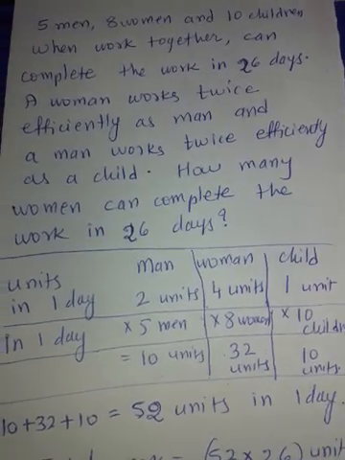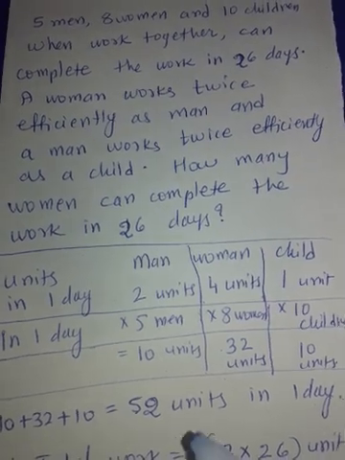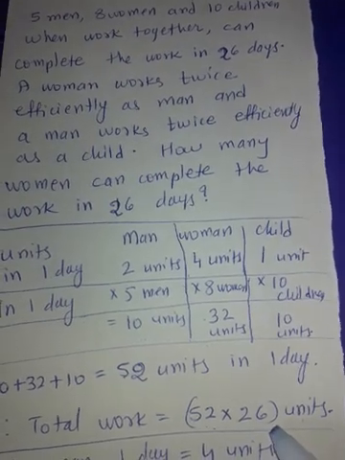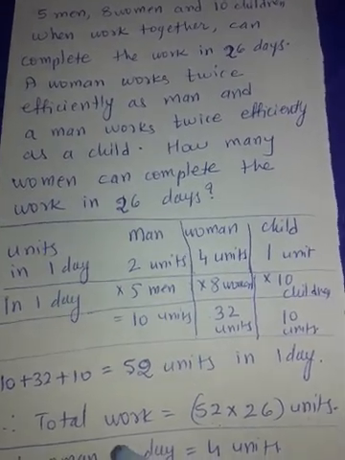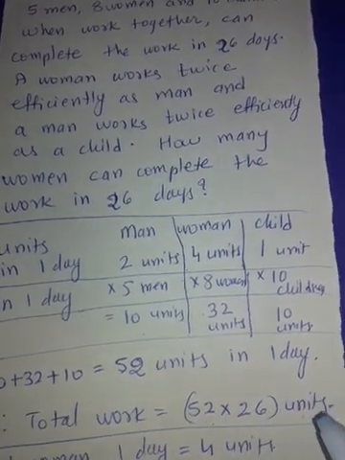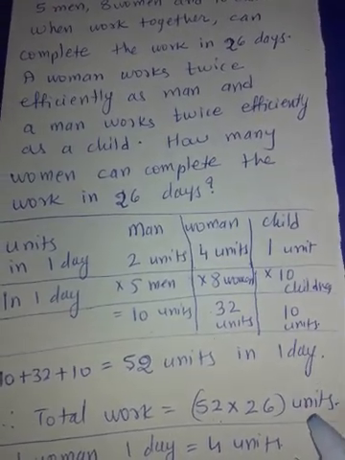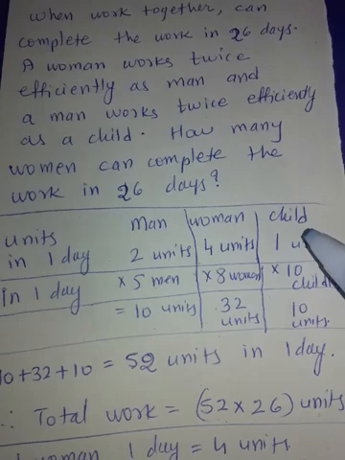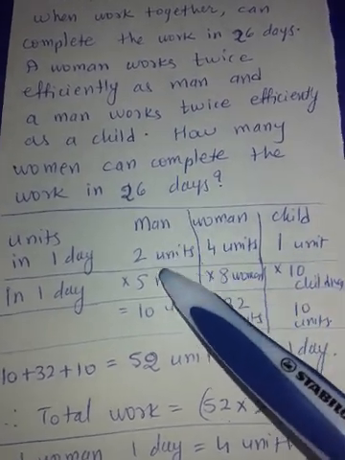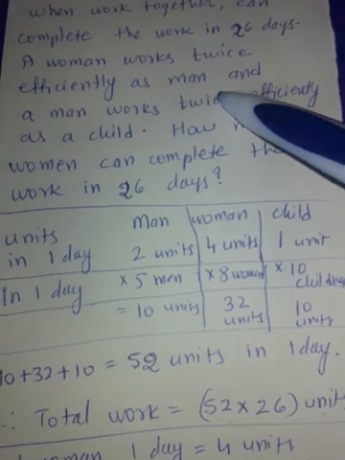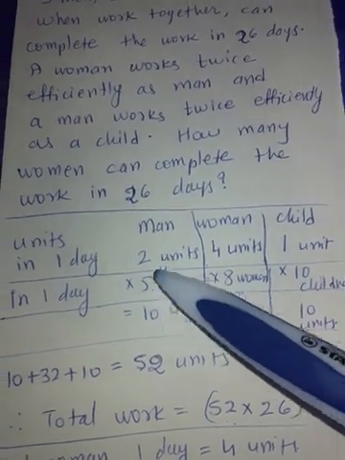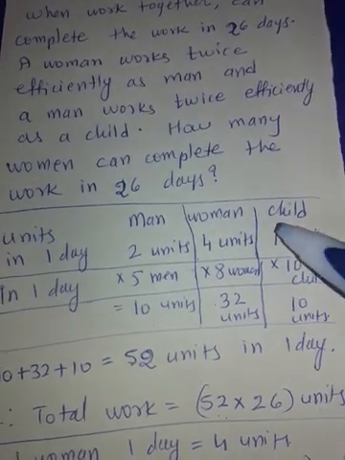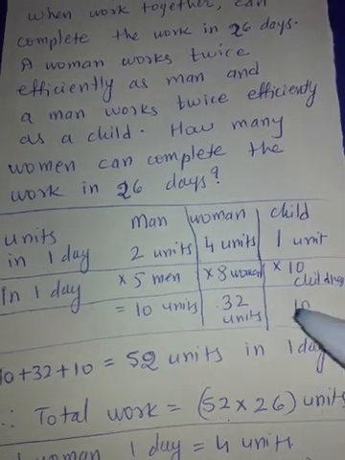But they are saying they have completed the whole work in 26 days. Now 52 units in one day, so for 26 days it will be 52 into 26. So the total work we have found is 52 into 26 units. Up to this step very clear? How did we solve it? We used this efficiency: the child in one day does 1 unit, and hence the man will be 2 units and the woman will be 4 units. Since there are 5 men, we multiplied by 5; 8 women, so multiplied by 8; 10 children, so multiplied by 10. And we arrived at this number.